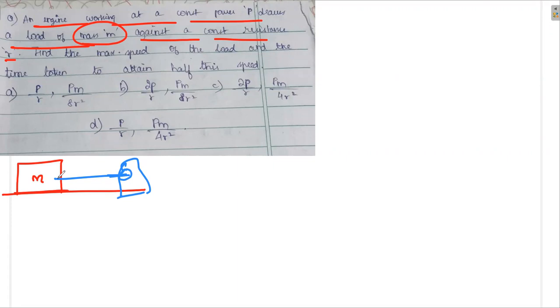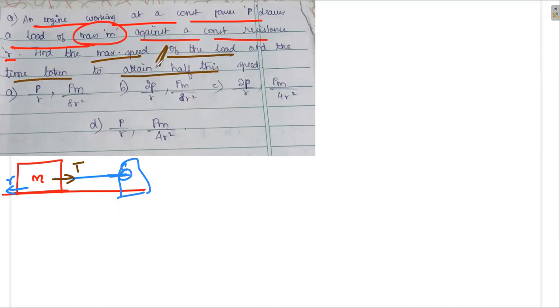So in the engine, constant power is applied, and it is pushing this object against a friction, some resistance R. This resistance is the force, a constant resistance R. And it's applying some force, so let's say this force is tension. Find the maximum speed of the load and the time taken to attain half of the speed.